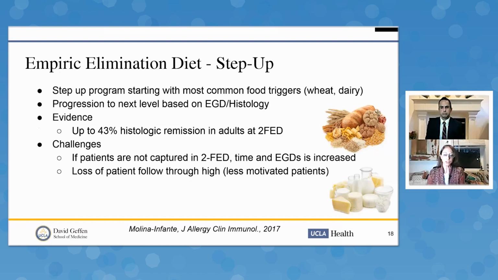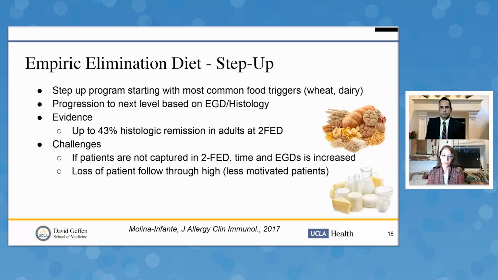And what we found with the pooled evidence is we get about 43% histologic remission in adults with just a 2-food elimination diet. So that's really only a 5-point or 4-point loss from when we were doing 4-food. And as you can imagine, this could impact the patient less. They only have to remove 2 foods instead of 4.